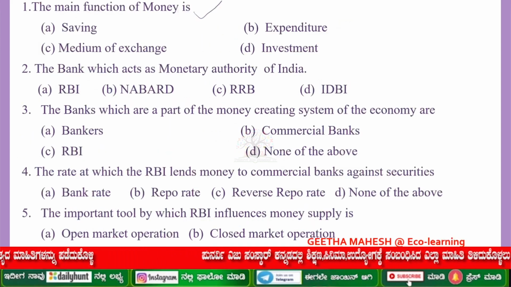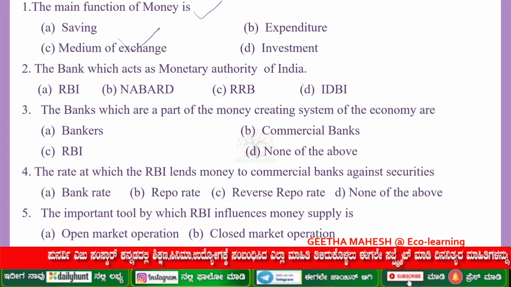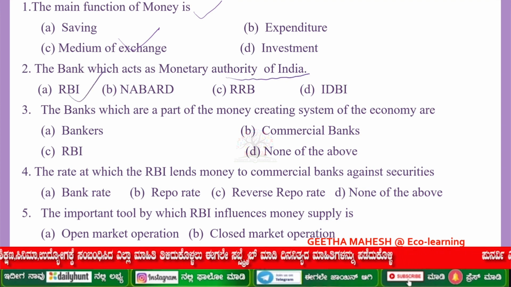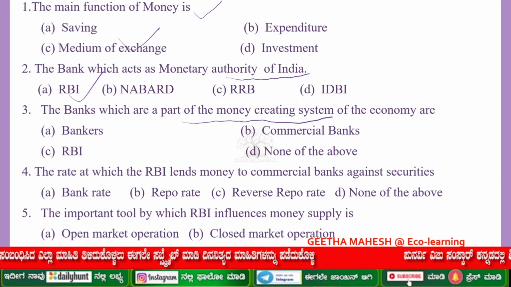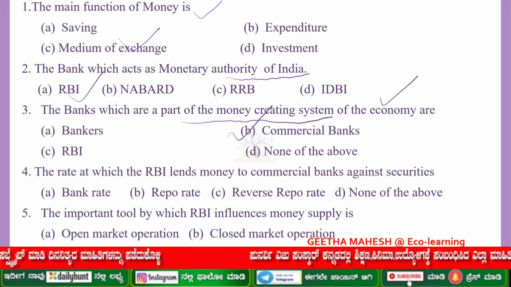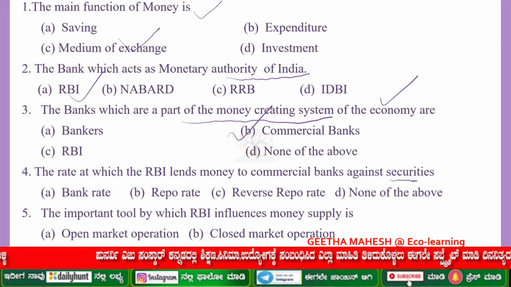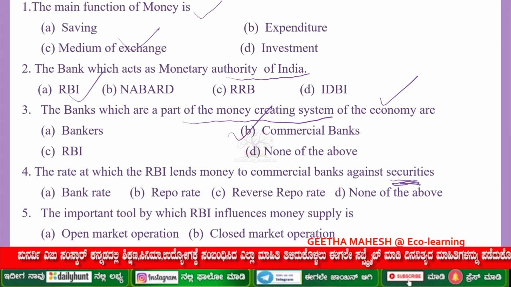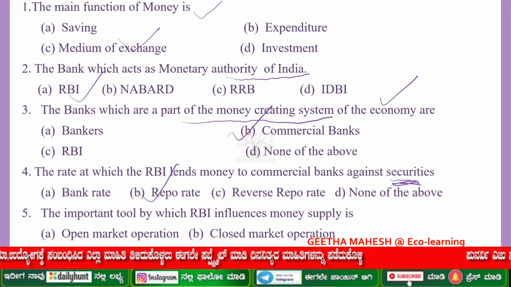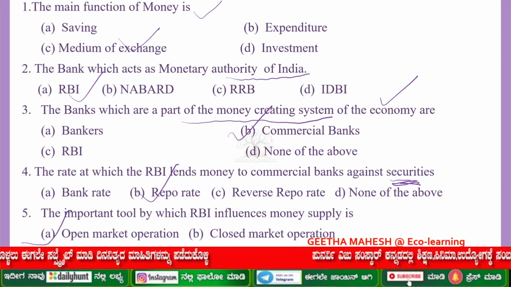The main function of money is medium of exchange. The bank which acts as the monetary authority of India is RBI. Banks which are part of the money creating system of the economy are commercial banks. The rate at which RBI lends money to commercial banks against securities, we call it repo. The important tool by which RBI influences money supply is open market operation.